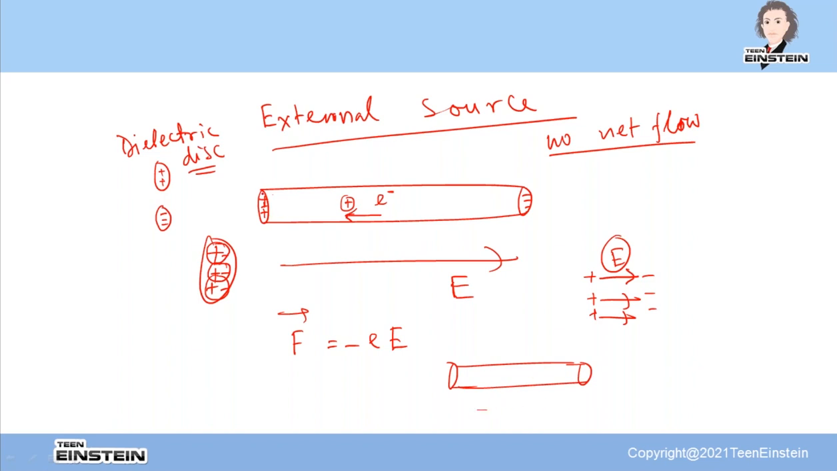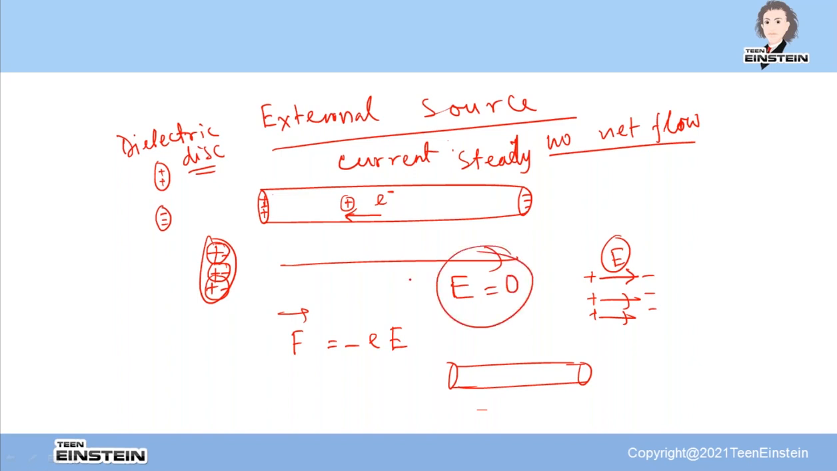As long as these charges are getting neutralized, you will get current. That current is called steady current, as long as the positive and negative charges on either surface are not neutralized. Till then you will get a constant current, that is called steady current. So constant current means steady current. In this case these are the dielectric discs, and when they get neutralized, the electric field will be zero.